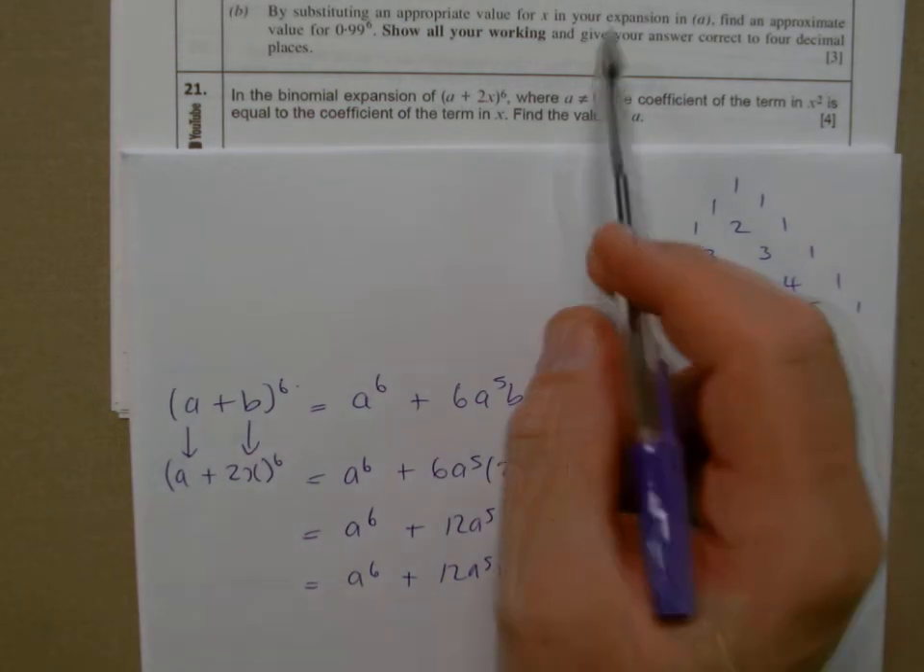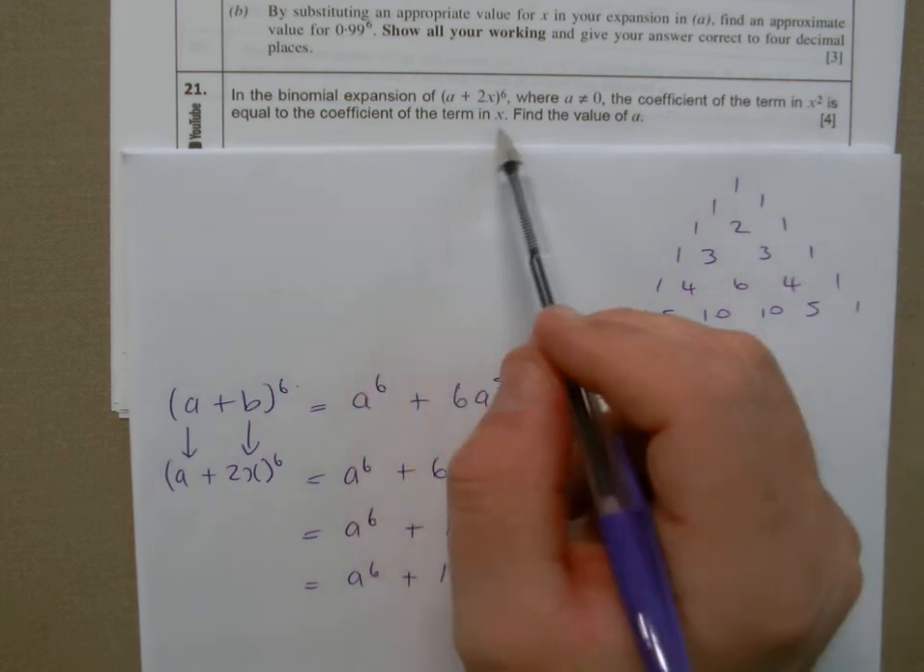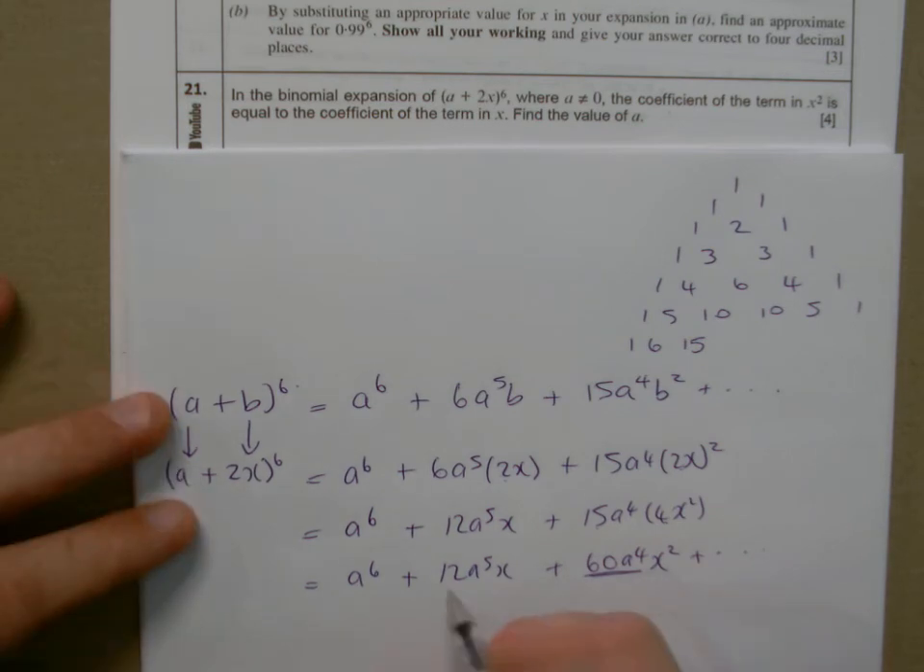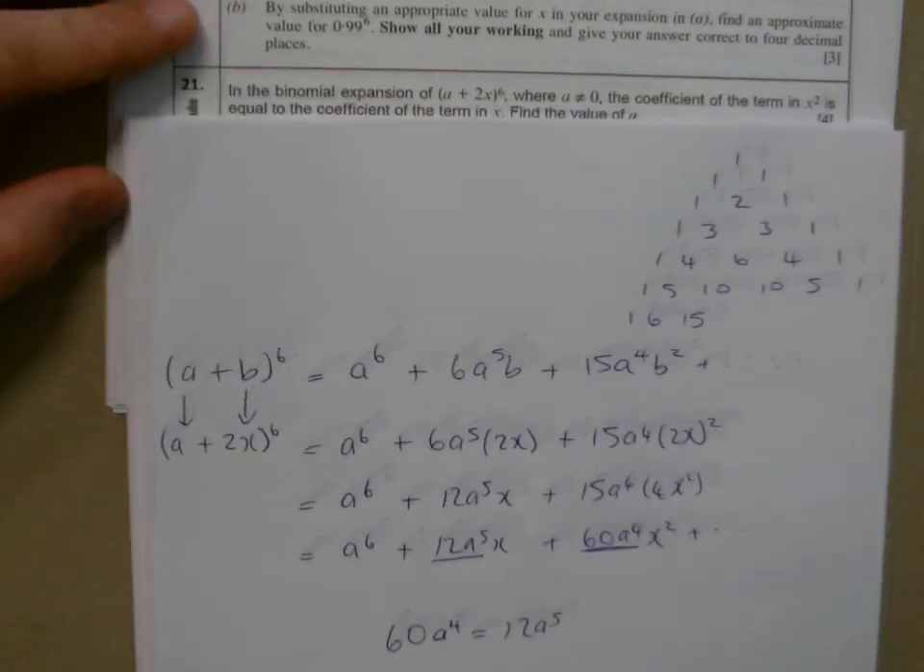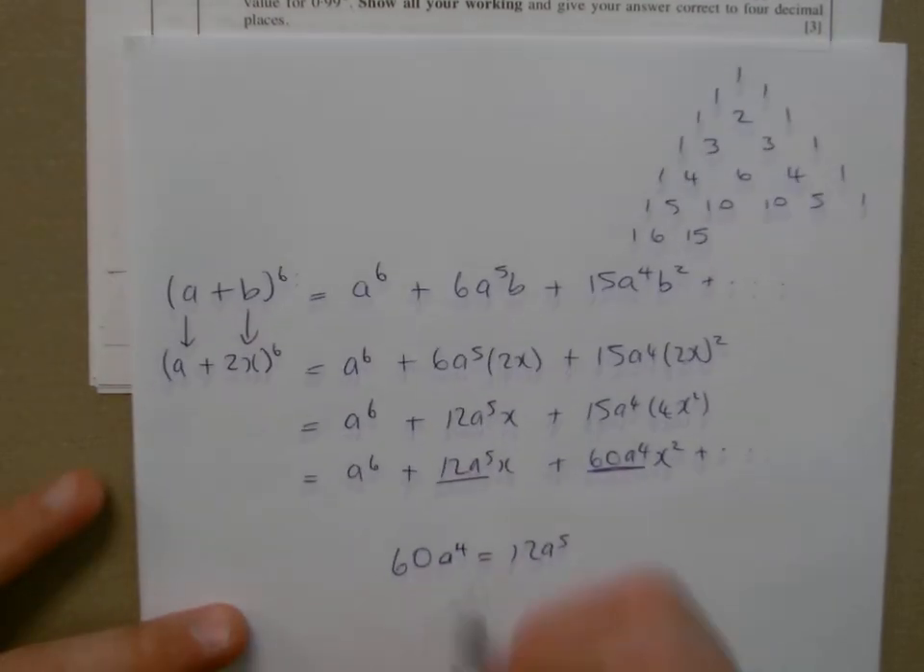Now let's look at what it says then. It says the coefficient of the term in x squared is equal to the coefficient of the term in x. Now when we talk about coefficient, we're talking about the stuff in front of the x terms, or the x squared terms. So they're saying actually these are equal. Coefficient of the term in x squared is equal to coefficient of the term in x. We can literally say that because that's what the question is stating, that the coefficients are equal. So I can set them equal like this.